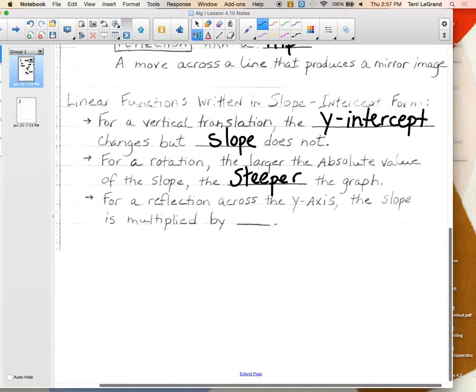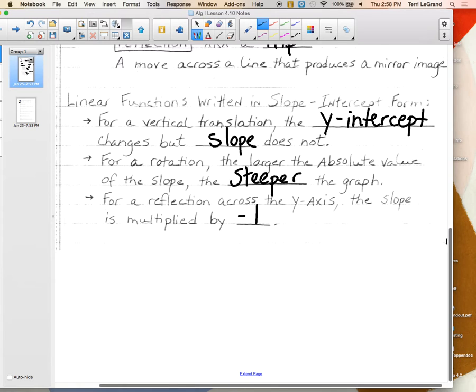For a reflection across the y-axis, the slope is multiplied by -1. For a point to move from this side of the y-axis to the same distance on the other side, the slope just has to change to its opposite. So if the slope has been multiplied by -1, or another way to think of it is if the slopes are opposites of each other, then the reflection happened. Okay?